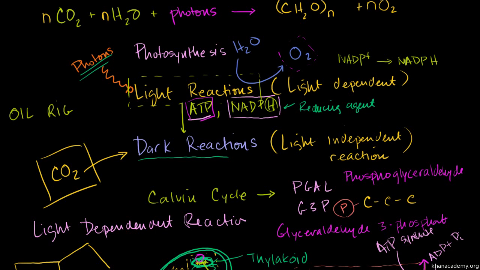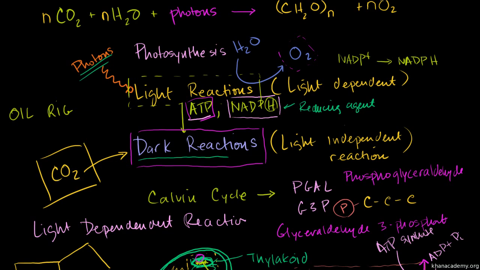But now that we have this ATP and this NADPH, we're ready to proceed into the dark reactions. And I want to highlight again, even though it's called the dark reactions, it doesn't mean that it happens at night. It actually happens at the same time as the light reactions. It occurs while the sun is out. The reason why they call it the dark reactions is that they're light independent. They don't require photons. They only require ATP, NADPH, and carbon dioxide.